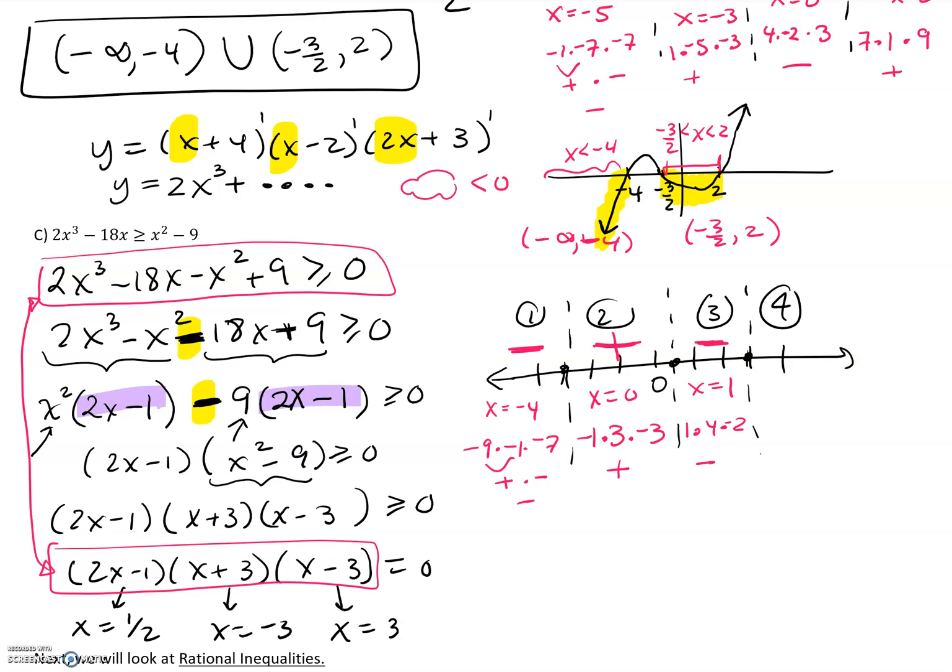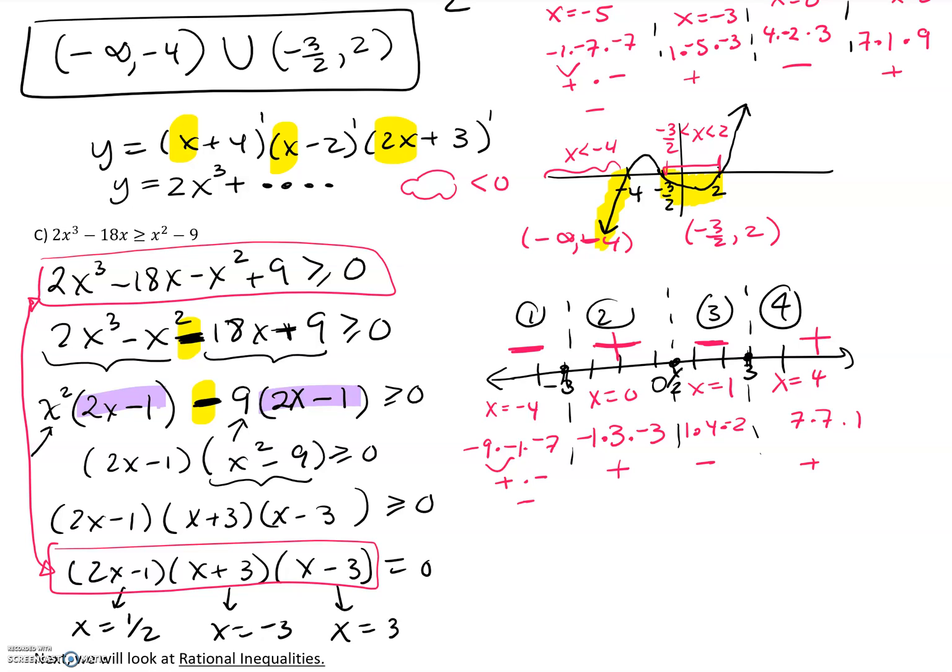And the last region looks like it'll be positive. Let's say I pick to the right of 3, 4. Remember my critical points were negative 3, a half, and a positive 3. So if I pick 4 and I put it in the parentheses version, I have 8 minus 1, which is 7. 4 plus 3 is 7. 4 minus 3 is 1, so that's going to be a positive.